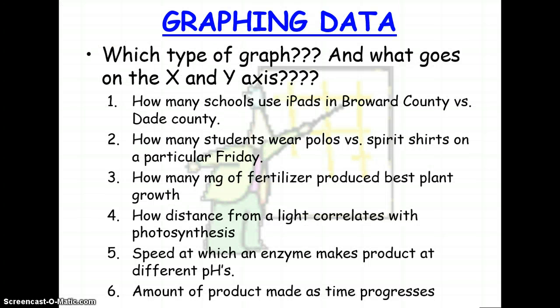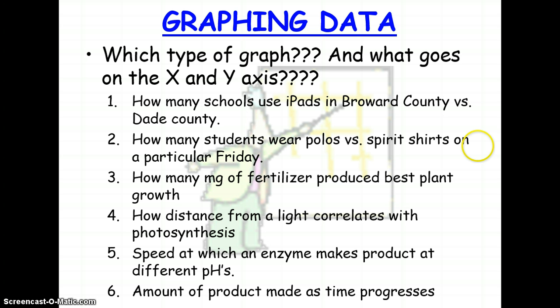And so here are some examples, and for now we're just going to determine what kind of graph they would be, and we'll come back and determine what goes on the axis in a few minutes. So our first one, how many schools use iPads in Broward versus Dade County? Well, Broward and Dade County are not numbers, they're places, and so that would need to be a bar graph.